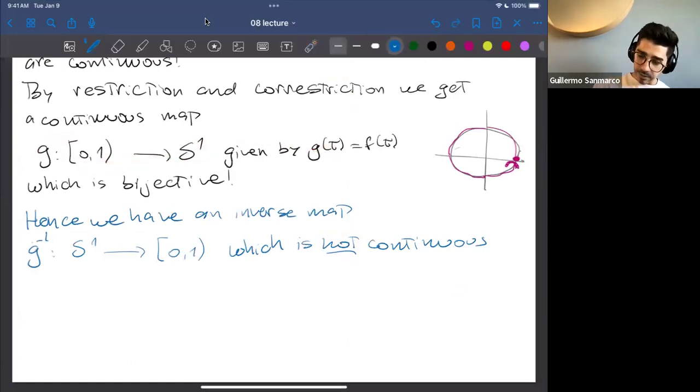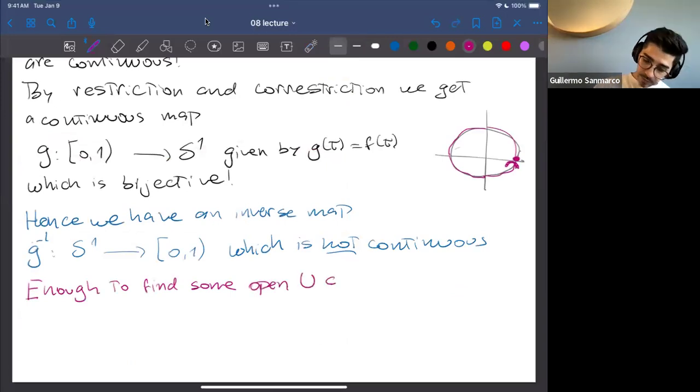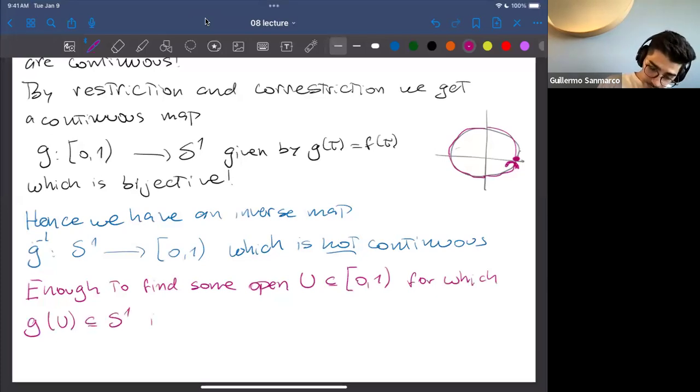So to show that, it's enough to find some open U inside our domain, which is [0, 1), for which the image G of U, which is a subset of S1, is not open within this topology. So that's all we need to do.